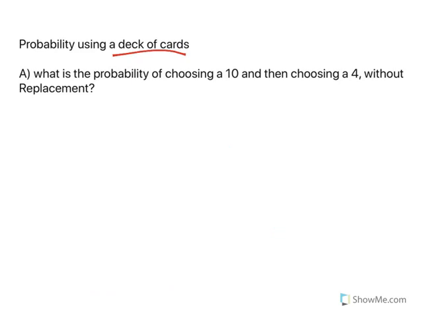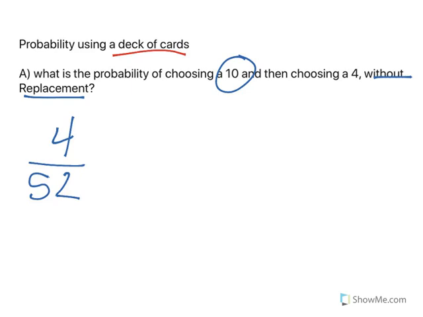Okay, so the first question we're going to jump into, what is the probability of choosing a 10 and then choosing a 4 without replacement? So we're choosing back-to-back cards, and the big key here is without replacement. So that means our first card we're choosing a 10. And if you recall, there are 4 tens, 1 of each suit. So that would be 4 out of 52. Because out of 52 cards, I have 4 chances of picking a 10.